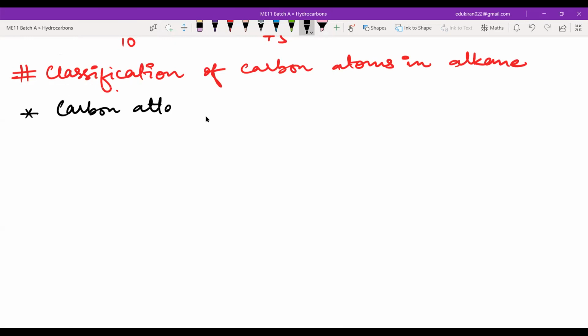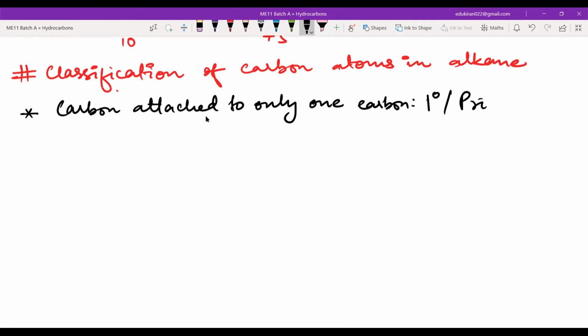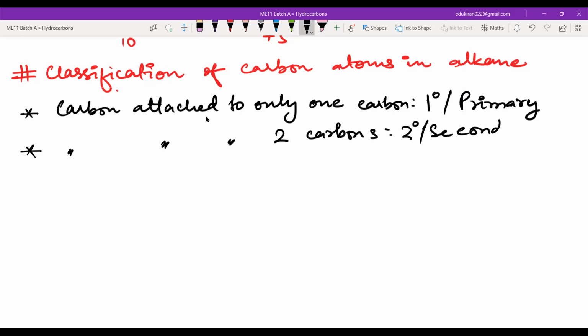Carbon attached to only one carbon, this is known as 1 degree or primary. This will be primary carbon. Carbon attached to 2 carbons, this will be 2 degree, or we also call this secondary carbon.